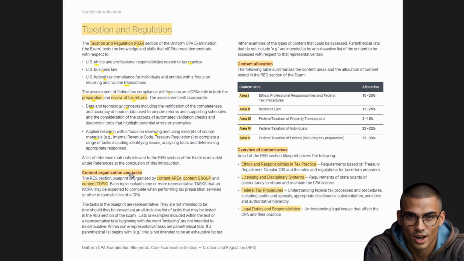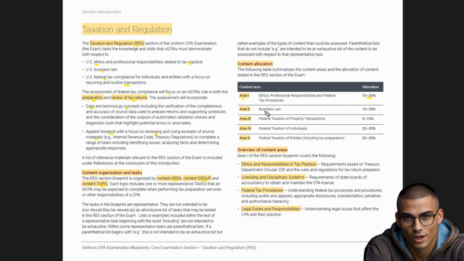So the content organization for the taxation and regulation exam is organized based on content area, on content group, and on content topic. So taking a look at the content allocation for the REG section here, we have 5 different areas that the exam is going to be testing you on. So for example, area 1 is going to be ethics, professional responsibility, and federal tax procedures, and this is going to be 10 to 20% of the exam.